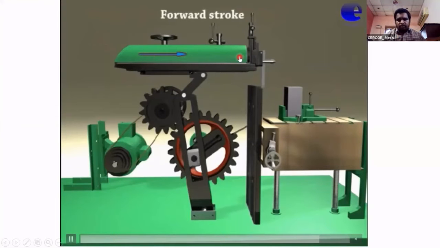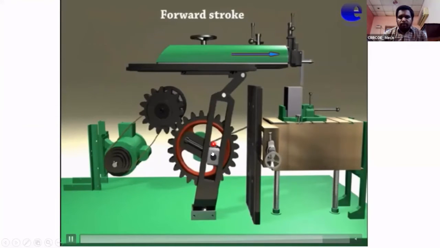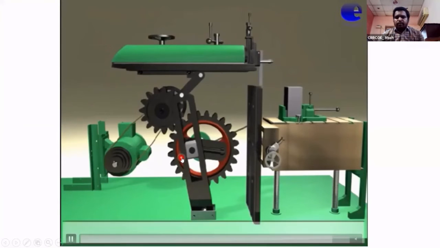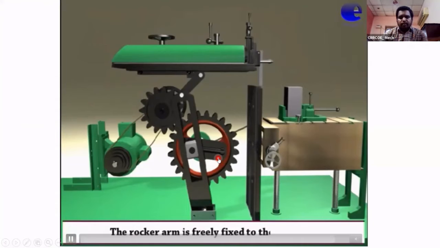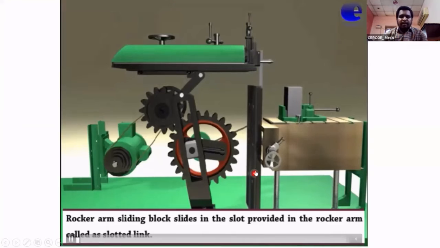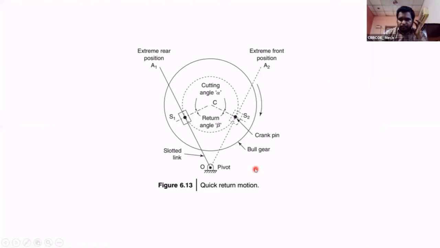This is the forward stroke. The slider is moving from here to here. This is the return stroke of this crank and slotted lever mechanism. These are the parts of the mechanism. This is the slider rotation. In the forward stroke, the slider makes an angle alpha, which is more than 180 degrees, and in the return stroke, the angle covered by the slider is beta, which is less than 180 degrees. Here, compare these two angles.